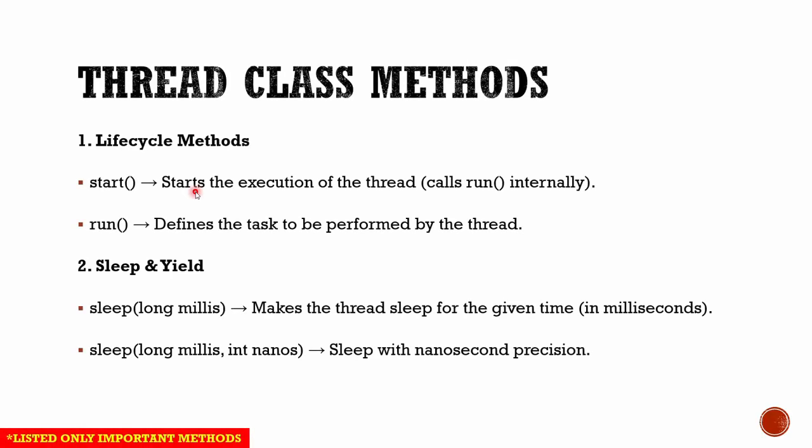So we have many thread class methods. Here I have listed only the important methods. Start, as we said, is used to start the execution of this thread, right? Run is where we define what the thread needs to perform. Next one, sleep. This will make the thread sleep for the given time that we mention in milliseconds, right? Nanosecond precision is also there.